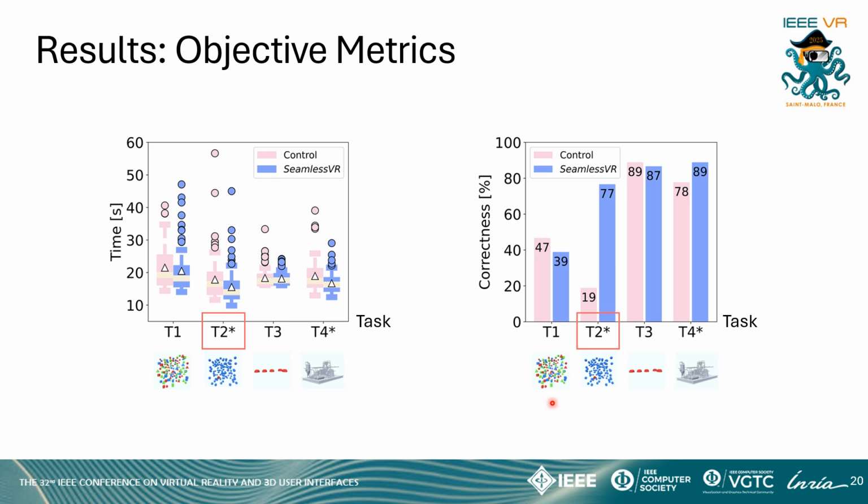The correctness for the control condition is only 19%. For SeamlessVR, the gradual switch makes it easy to keep track of the target sphere. The correctness rate is 77%.